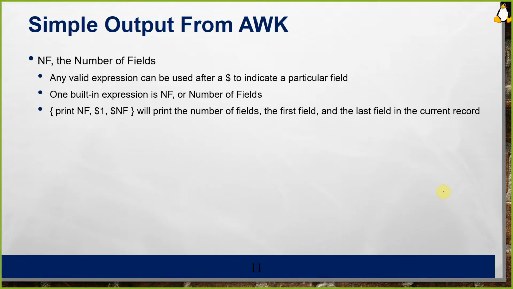Simple output from awk. NF specifies the number of fields. Any valid expression can be used after the $ sign to indicate the particular field number. One built-in expression is NF that will specify the number of fields. Like if you type NF $1 $NF, it will display the number of fields. If you specify $1, this will specify field number 1. So we'll print the number of fields, the first field and the last field in the current record.